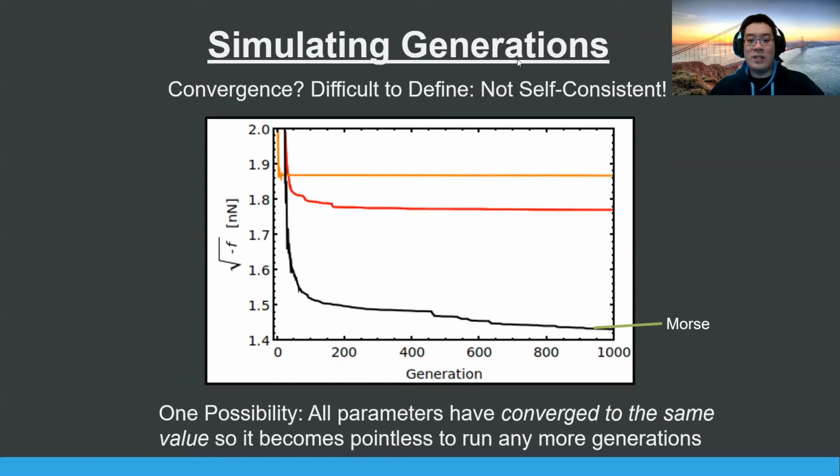And once you reach that point, you're relying only on the mutation rate to generate any new information. And you might as well be using a different method, something like a random structure search, for example. So convergence in this case is a good way of telling whether or not you're just wasting your time running the genetic algorithm. But it does not prove mathematically that you have found a global minimum.